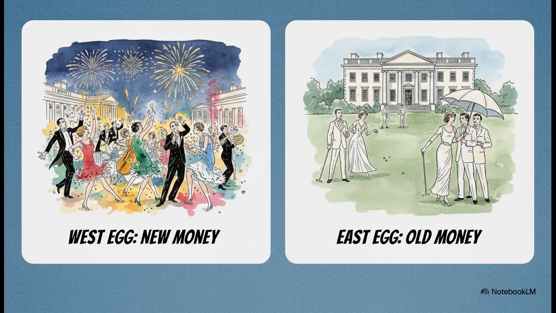Now, to get this story, you have to understand the setting. It's basically a tale of two eggs. Nick and Gatsby live in West Egg. That's new money central. Think flashy, gaudy, maybe a little tacky. It's where the newly rich show off. Then, right across the bay, you've got East Egg. That's old money, the established, aristocratic families who inherited their wealth and their status. And trust me, they look down on the West Egg crowd. This isn't just about geography. It's a full-blown culture war.